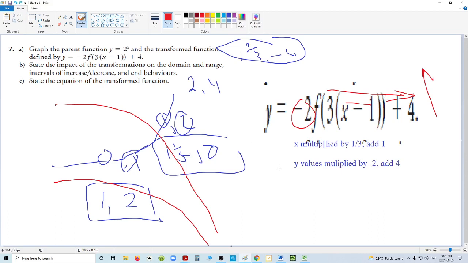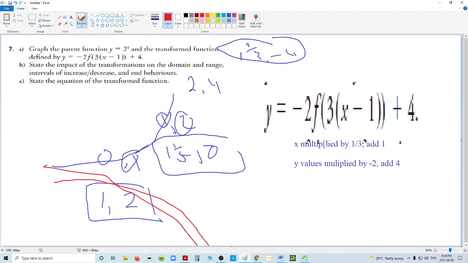So that's how you would describe it. But essentially, it's getting flipped in the x-axis because of this minus. Then it's going to be 4 higher because of this +4. And then it's going to be moved 1 to the right because of this -1. I would Desmos it. I ask you to draw it.